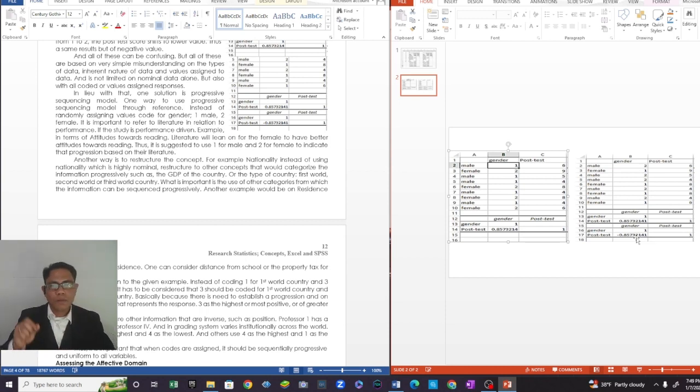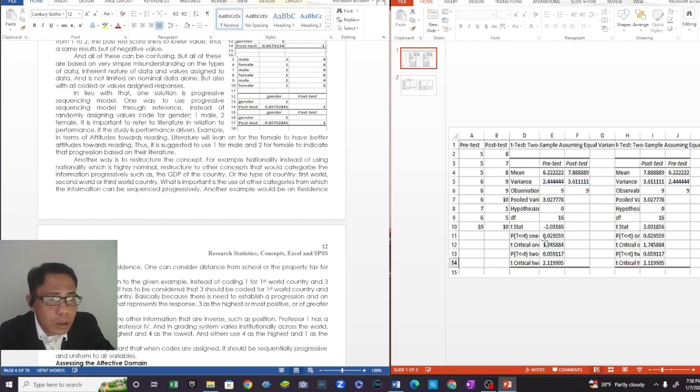That's the importance of the progressive sequencing model, because if you don't properly assign values, all your data and all your calculations are useless and don't make sense. It's basically wrong because in the very first place you coded them wrong. Same as here.